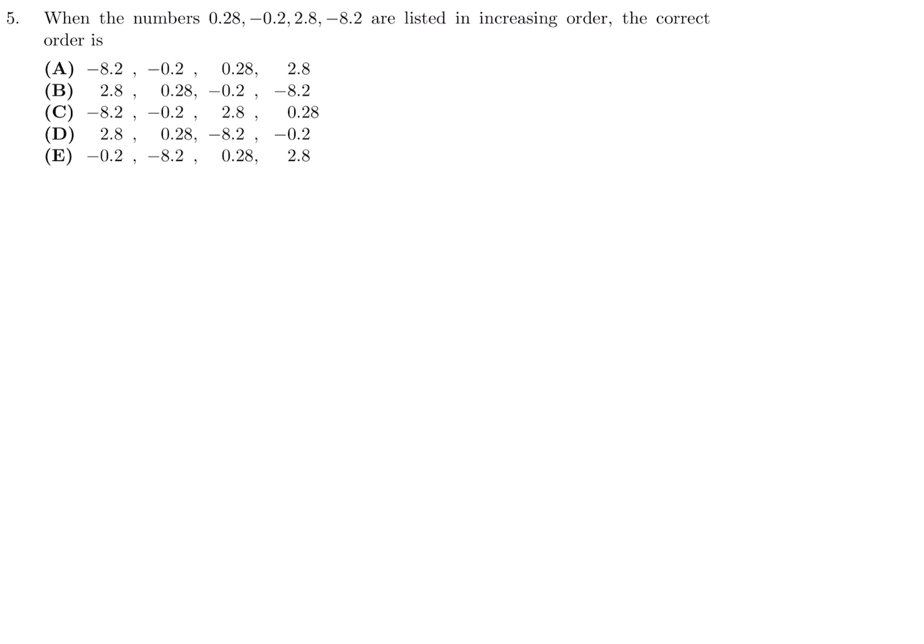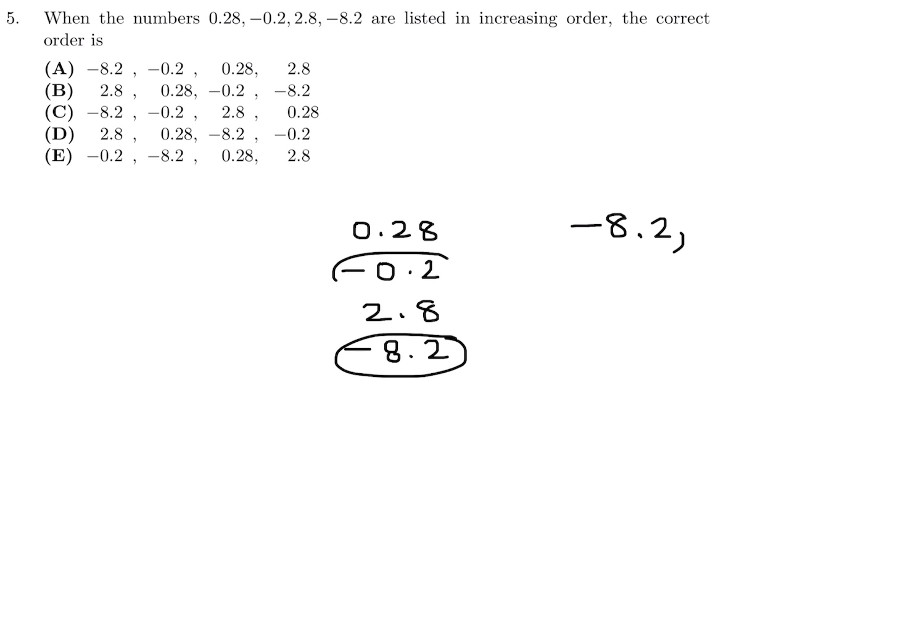When the numbers 0.28, negative 0.2, 2.8, and negative 8.2 are listed in increasing order, the correct order is. So the smallest of these, of course, is negative 8.2. And then after that, the next one is negative 0.2. And then after that, 0.28. And then, of course, the largest one is 2.8. So the correct order is A. That one right there.